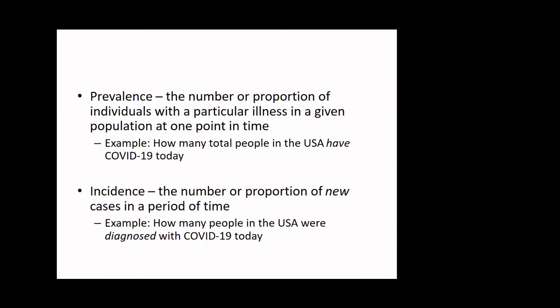Prevalence is defined as the number or proportion of individuals with an illness in a population at a given time. Okay, so how many people in the USA have the disease today? Incidence is the number of people who got the disease or were diagnosed with the disease in a certain period of time. So incidence is how many people are diagnosed with it in a certain period of time. Prevalence is just in general how many people have it. So those are two very important terms to be aware of, and be aware of the difference between them.